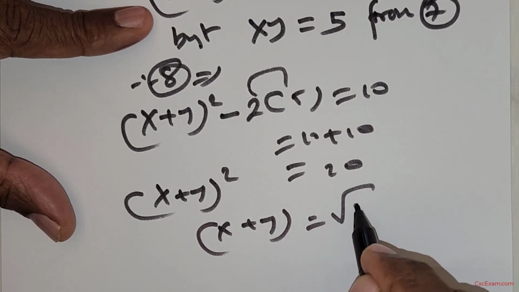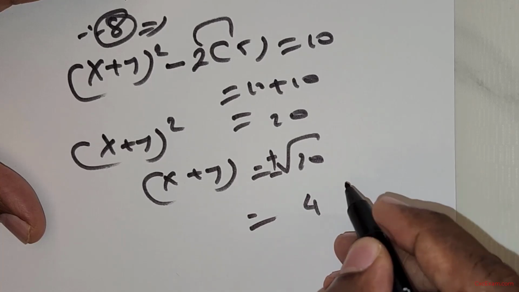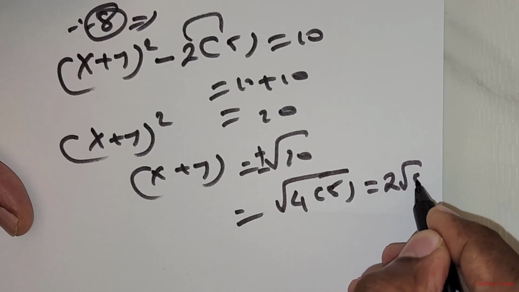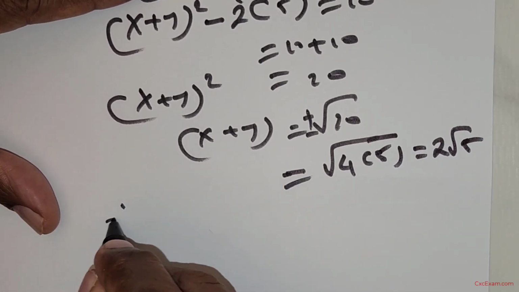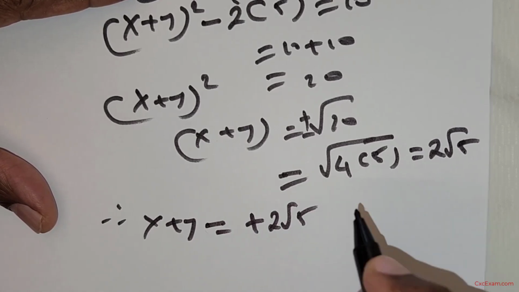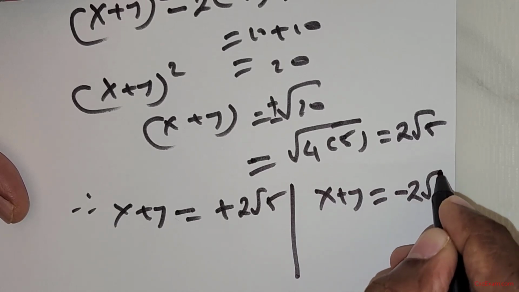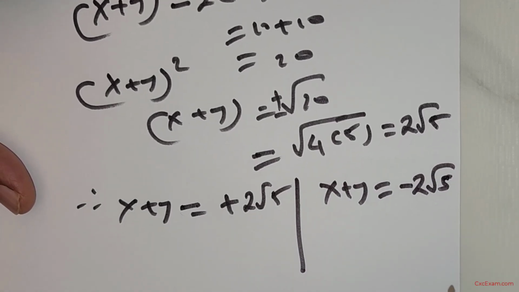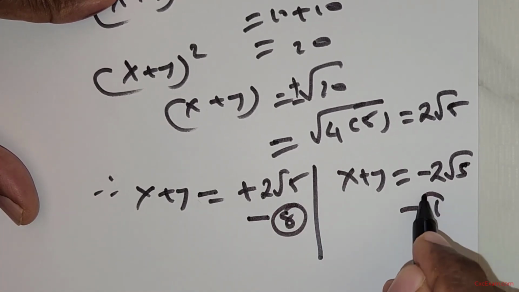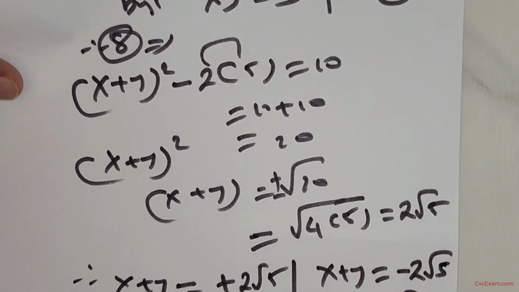So x plus y is equal to plus or minus root of 20. Now root of 20 can be written as square root of 4 times 5, which is going to be 2 times root of 5. So therefore x plus y is equal to plus 2 times root 5. That is one system. The next system is x plus y is equal to minus 2 times root of 5. So I'm going to take this as number 8, I'm going to take this as number 9, and I'm going to utilize 7.